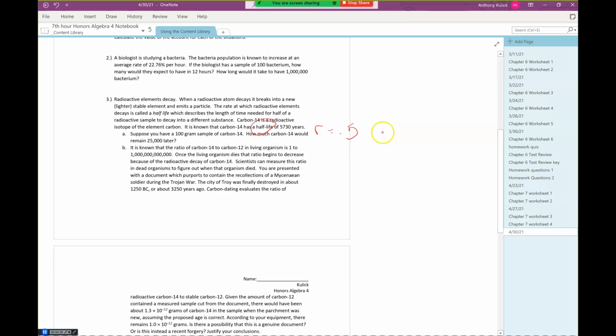So you just have that y is equal to 100 e to the 0.5 t. Oh, okay. So you're just plugging in 25,000 for t. I guess I forgot years there. But that's it. Okay.